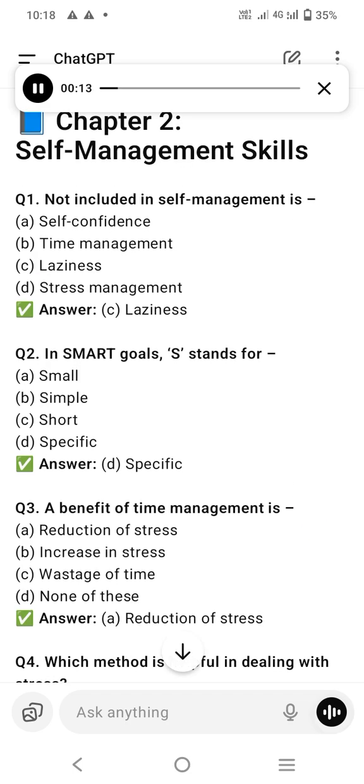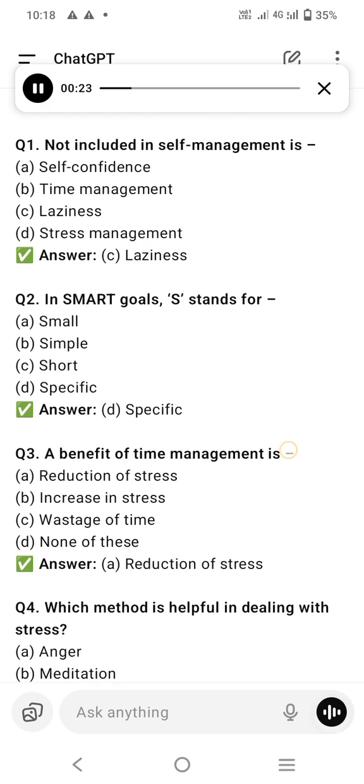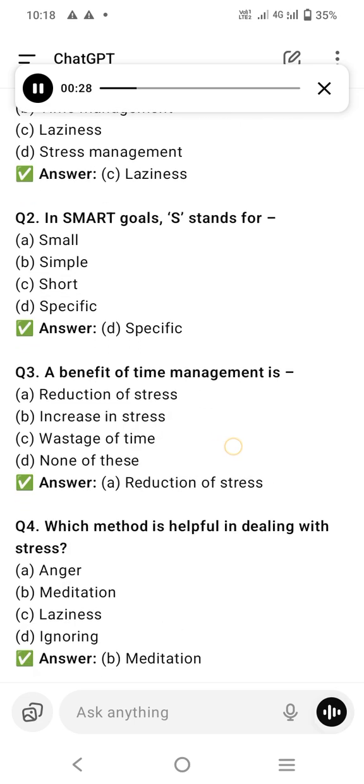Chapter 2. Self-management skills. Q1. Not included in self-management is A. Self-confidence. B. Time management. C. Laziness. D. Stress management. Answer C. Laziness. Q2. In SMART goals, S stands for A. Small, B. Simple, C. Short, D. Specific. Answer D. Specific.